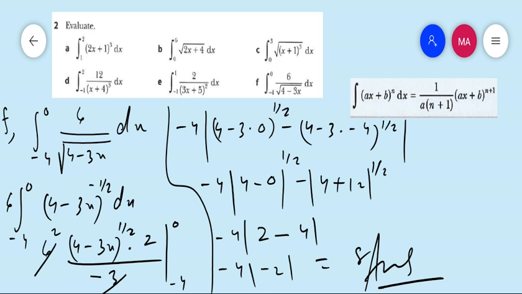So hope you enjoyed completely question number 2, part A to part F. Now move to question number 3. So students, definite integration is very easy if your concept of indefinite integral is clear.